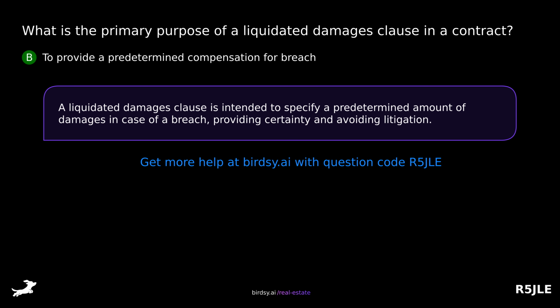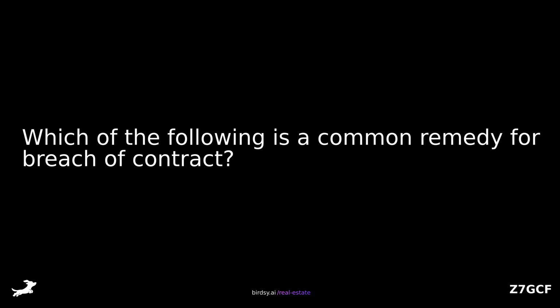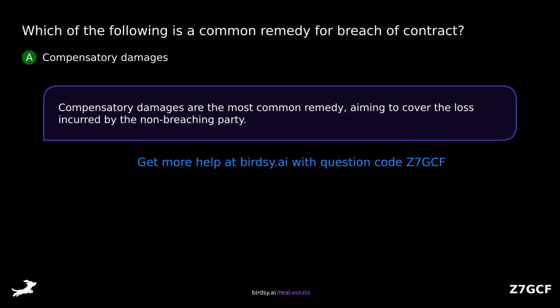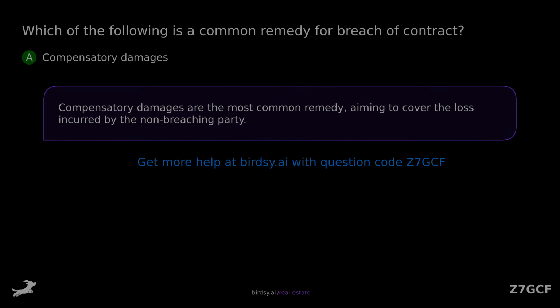and avoiding litigation. Which of the following is a common remedy for breach of contract? Is it A, compensatory damages, B, punitive damages, C, nominal damages, or D, rescission? The answer is A, compensatory damages. Compensatory damages are the most common remedy, aiming to cover the loss incurred by the non-breaching party.